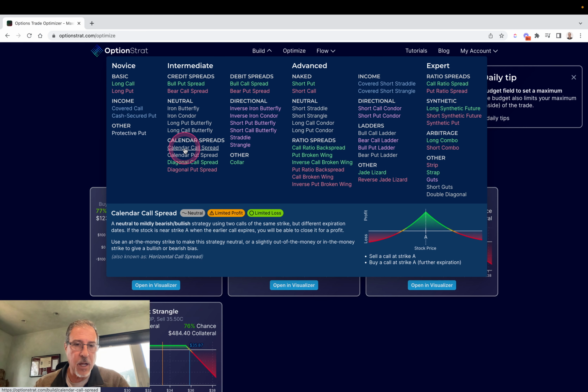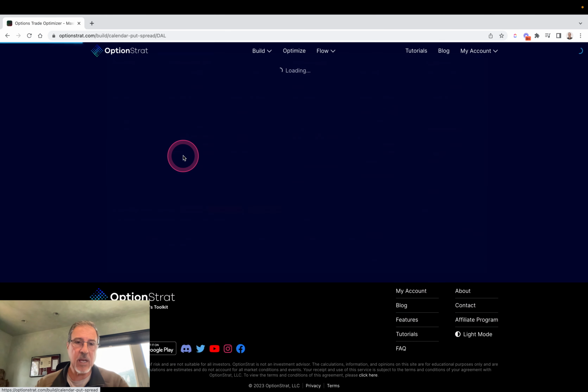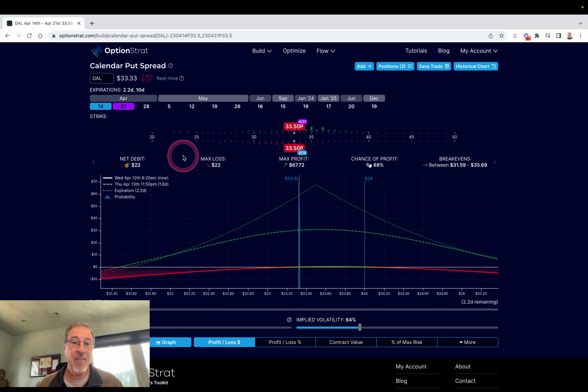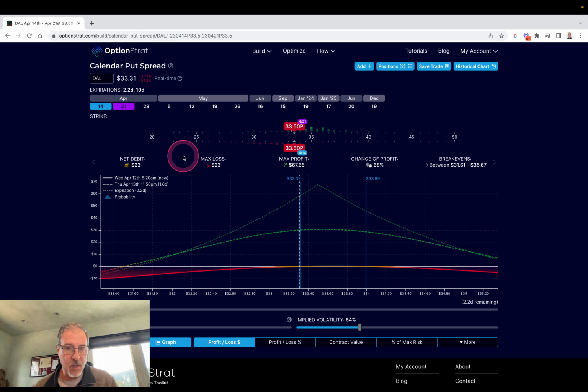Whether we look at a call calendar or a put calendar is largely irrelevant, because they're going to trade the same and work largely the same. The reason I usually tend to do these in puts is because puts tend to have what's called put skew. That basically means that puts tend to be more active. There tend to be more people buying and selling puts in general than calls. What that gives us is the potential for a tighter bid-ask spread. So let's take a look at how this trade might work.